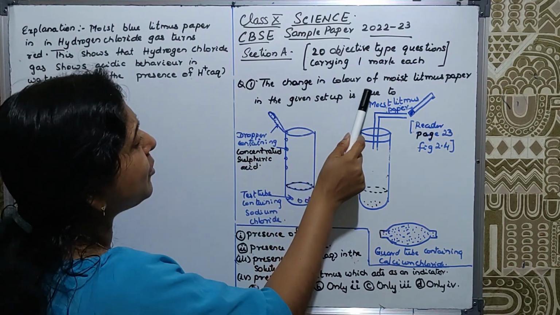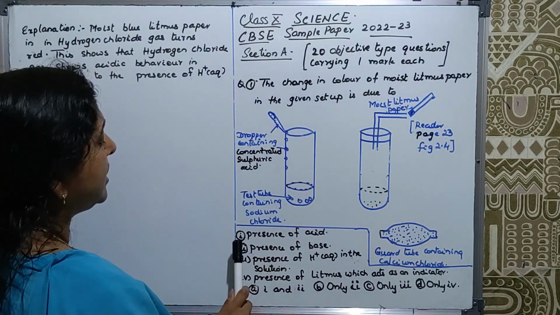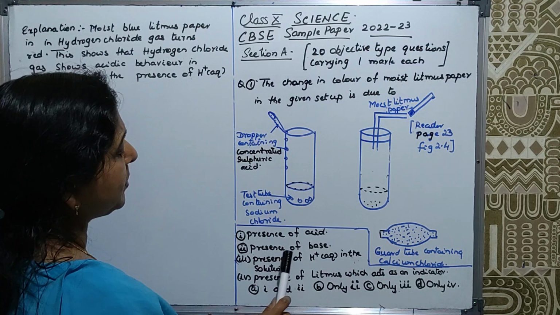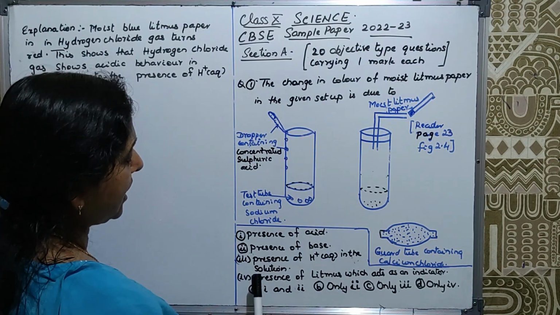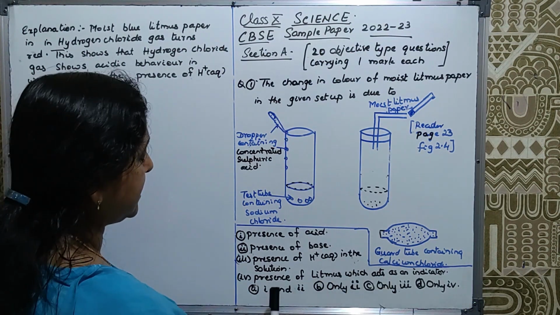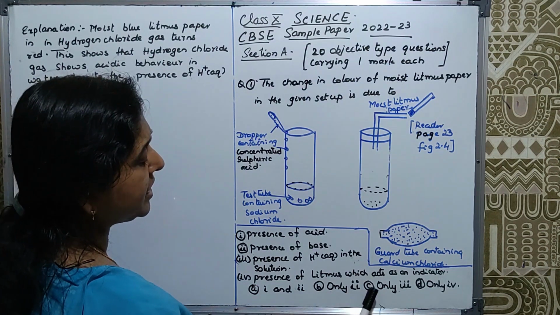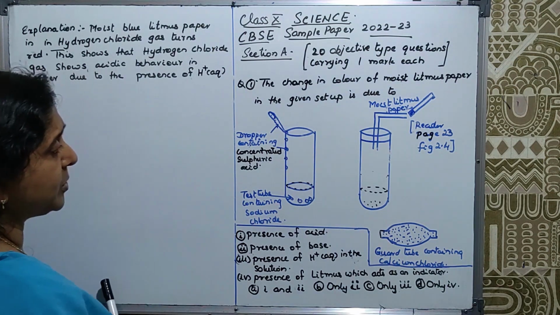The change in color of moist litmus paper in the given setup is due to. Choices are: first one, presence of acid; second one, presence of base; third, presence of H plus aqueous in the solution; fourth, presence of litmus which acts as an indicator. A, first and the second; B, only second; C, only third; and D, only fourth.